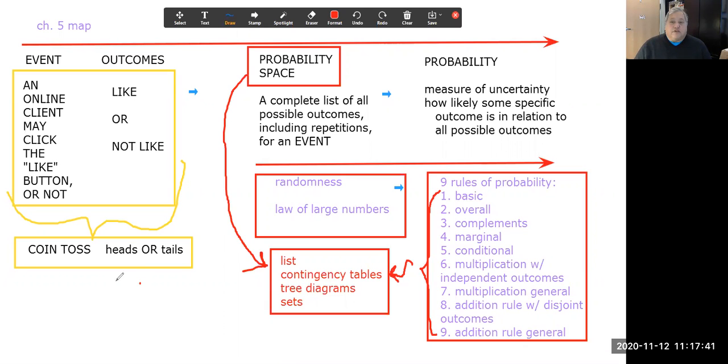So I hope that this map of chapter 5 helps you have one place where you can then view how we estimate the likelihood of different outcomes in uncertain events, which is the purpose of chapter 5.